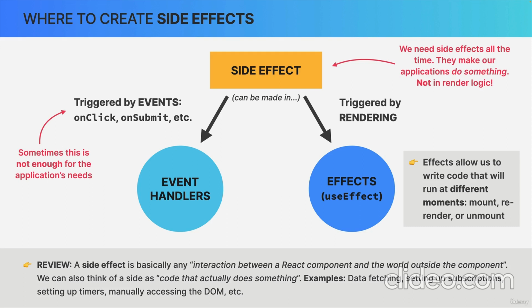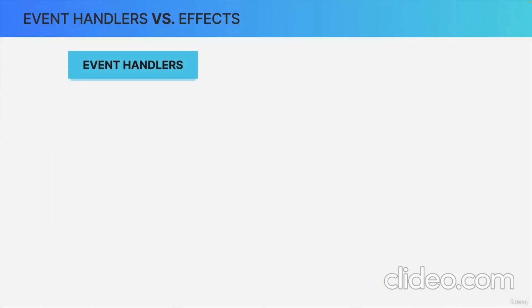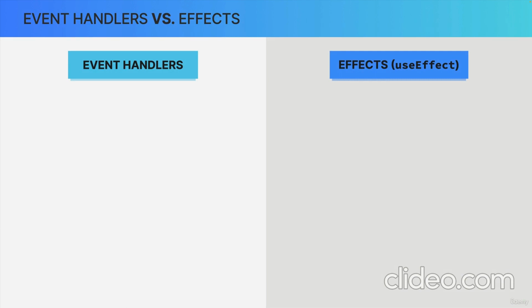Okay, but let's now get just a bit deeper into how effects work by comparing event handlers to effects created with the useEffect hook. And let's go back to the example of fetching movie data that we have been using. So fetching movie data is very clearly a side effect because it's clearly an interaction with the world outside the component. Now, there are two different possibilities of when we might want to create this side effect.